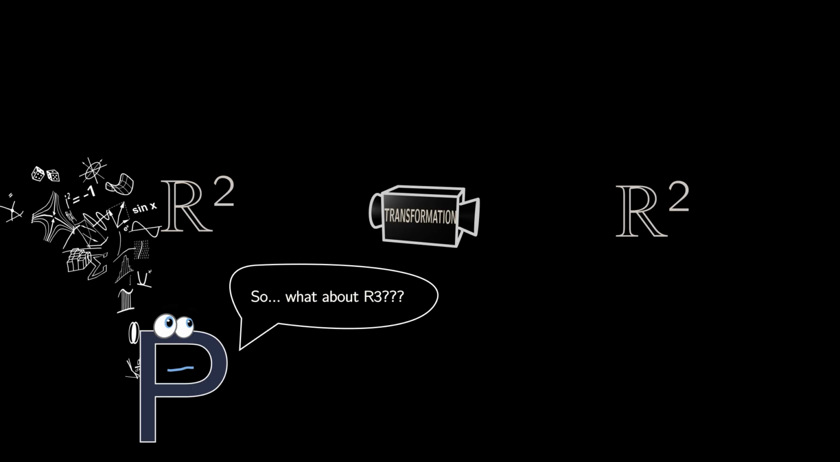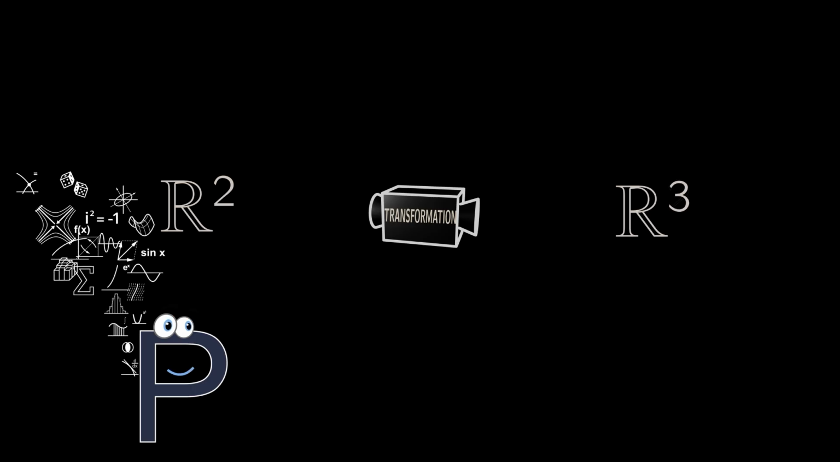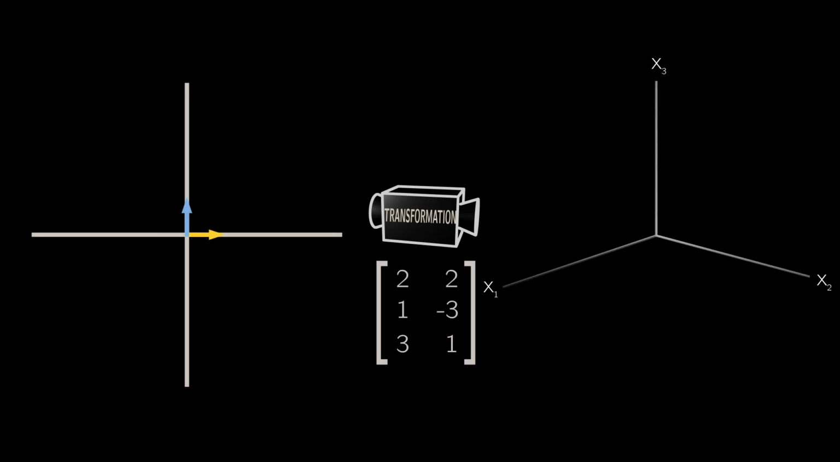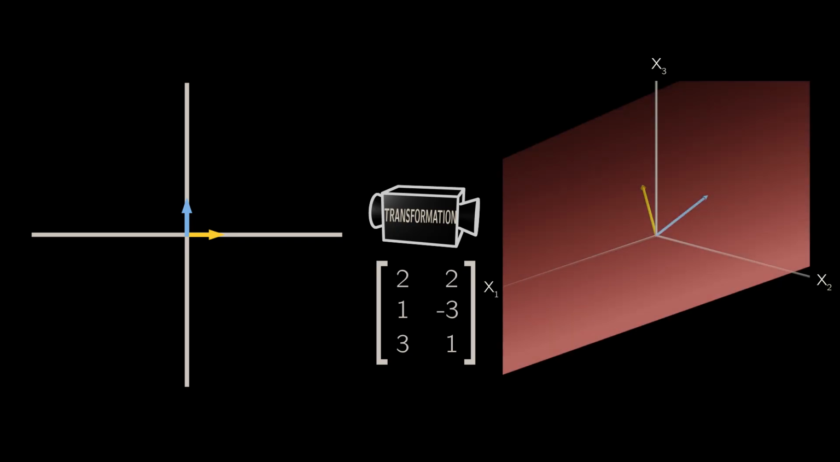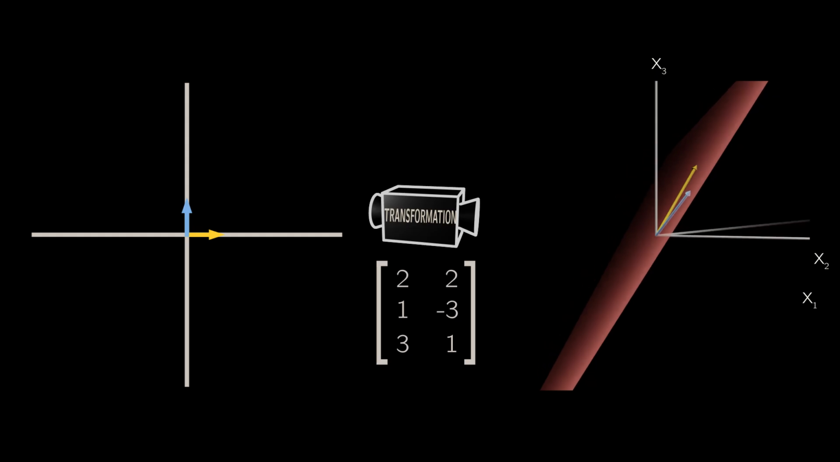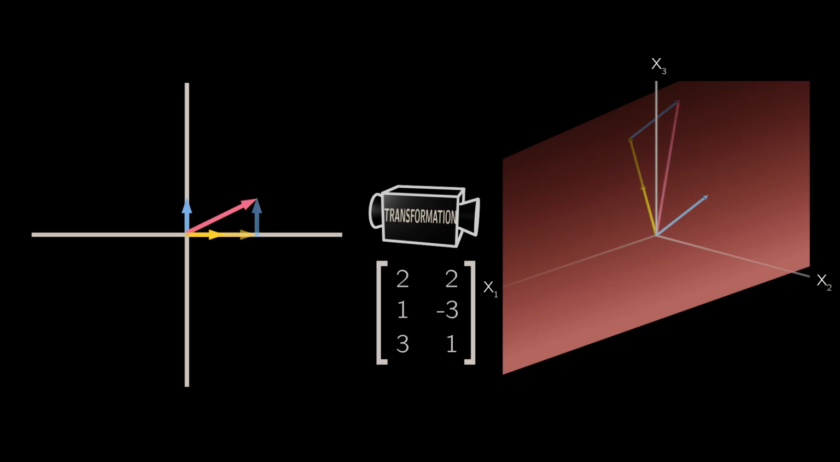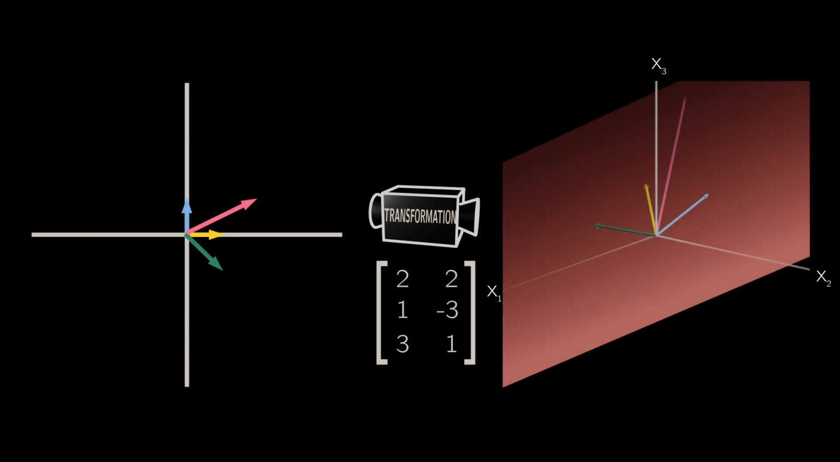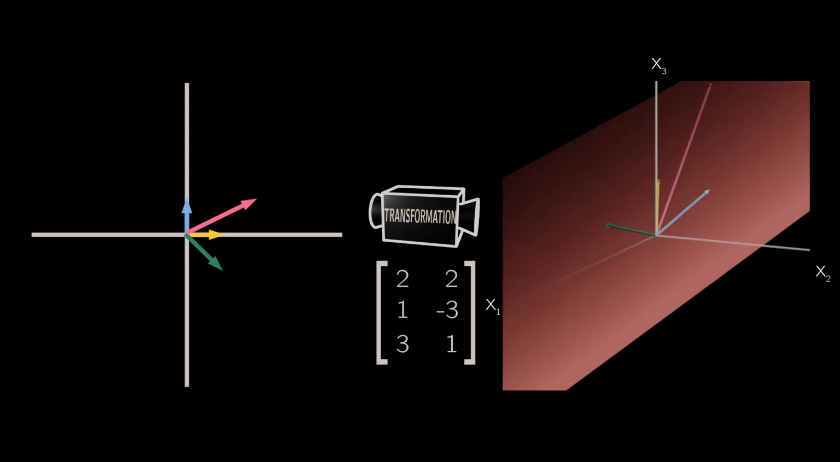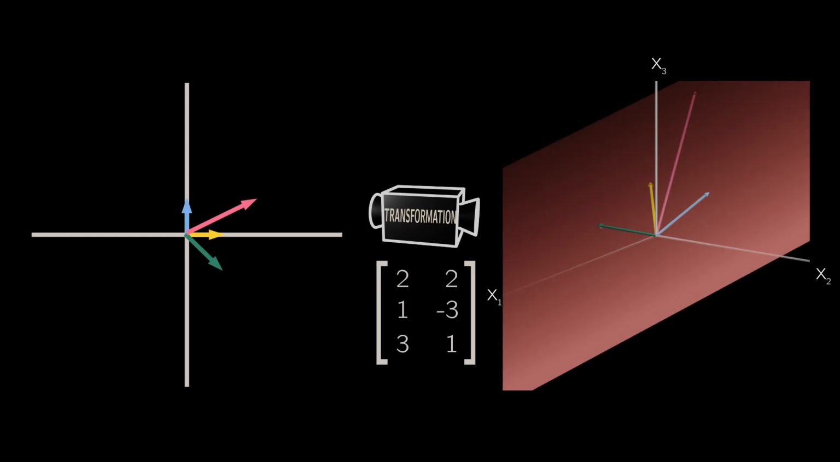But we can also go from R2 to R3. When we map the two basis vectors to R3, their images span a plane. All vectors will now be mapped to this plane. This is because they are all a linear combination of the two images of the basis vectors. Note that this is not the only transformation to map onto this plane. As long as the images of the basis vectors span this plane, it will be the range of this transformation.